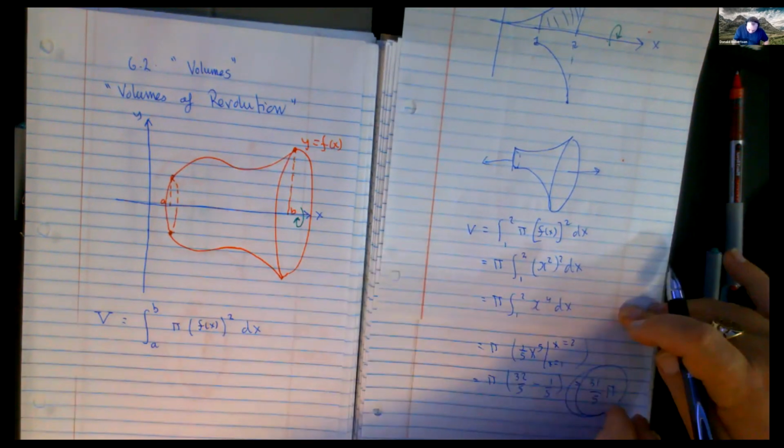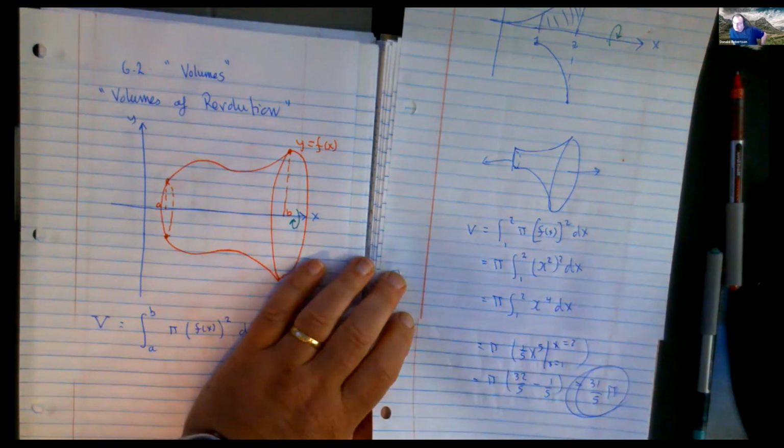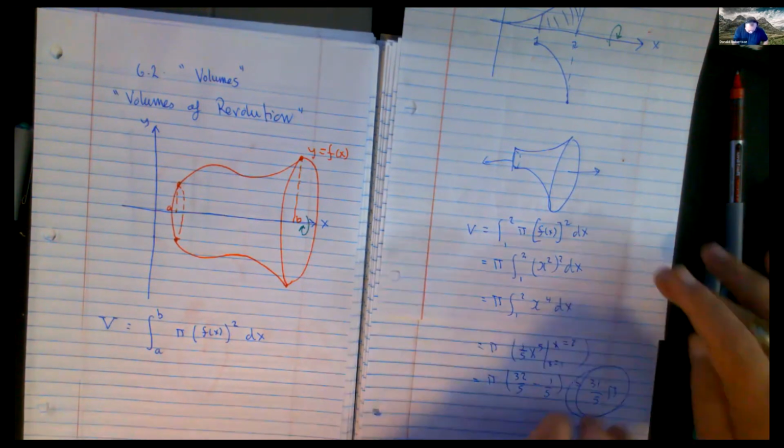Is there anything about that that's unclear that you'd like me to explain? It's quite powerful, isn't it? I mean, how else could you get a volume of a weird looking shape like that, if we didn't have this trick, this volume of revolution trick? Okay.